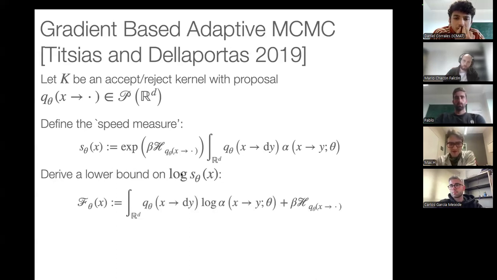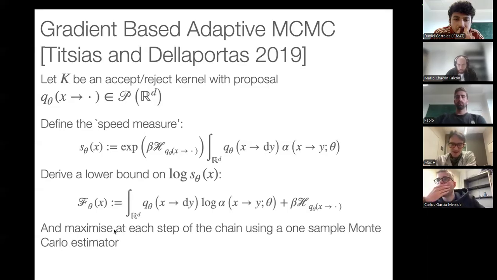Okay, and they derive a lower bound on the logarithm of the thing that they're attempting to maximize with respect to the parameter theta, and that's this. It's the expectation with respect to the proposal of the logarithm of the acceptance probability plus an entropy regularization. And then they maximize this lower bound at each step of the Markov chain using a one-sample Monte Carlo estimator. At each step, you're guaranteed to get one sample from the proposal, and so you have a one-sample Monte Carlo estimator of this lower bound on the log of the speed measure.